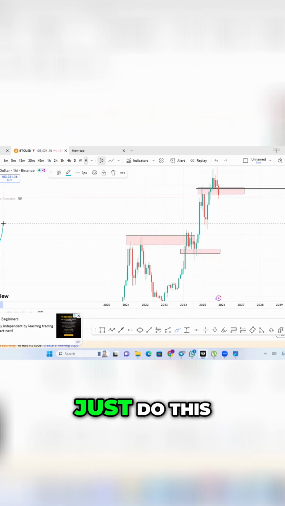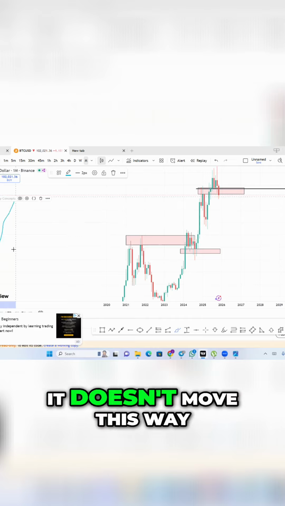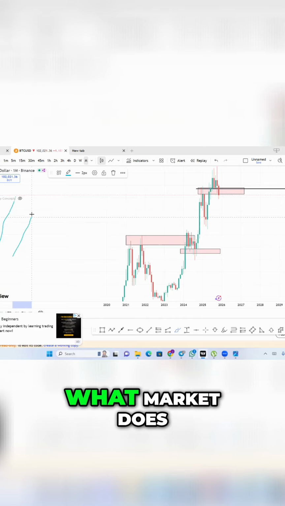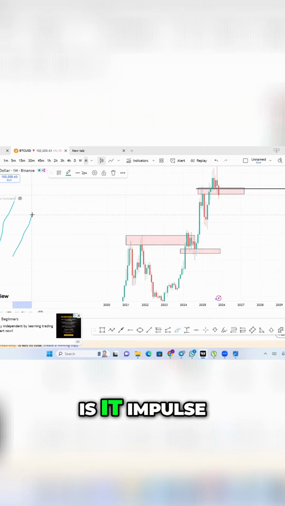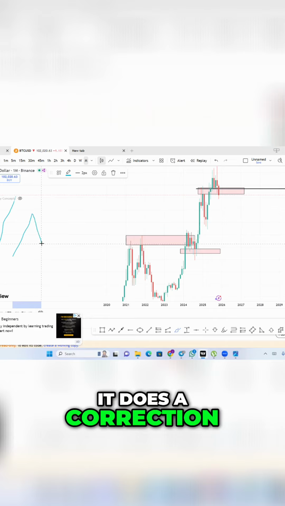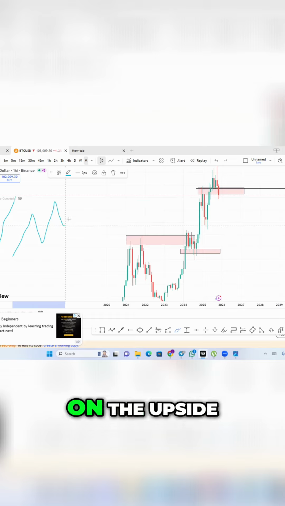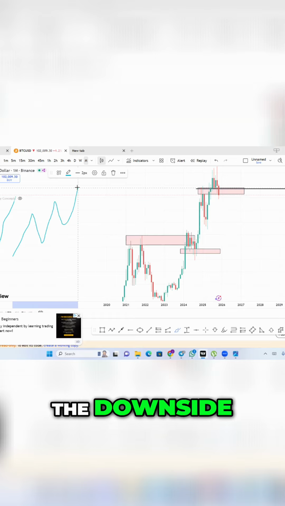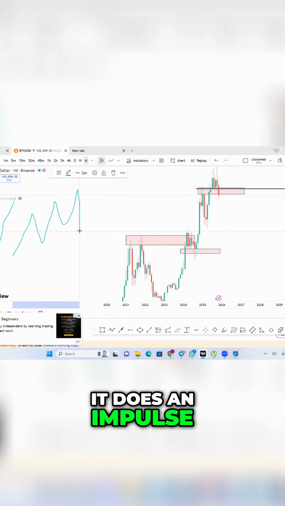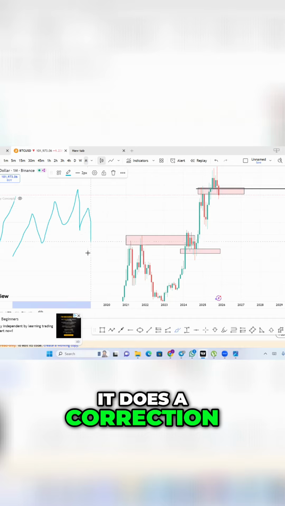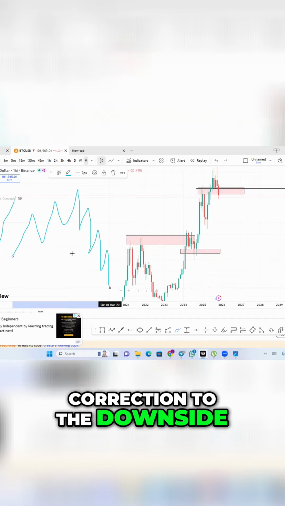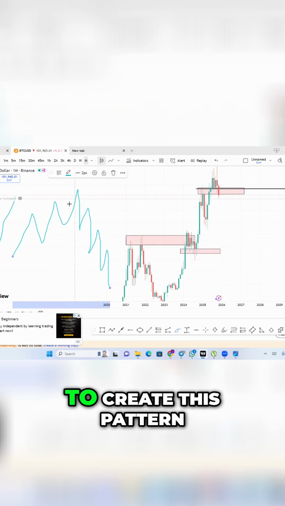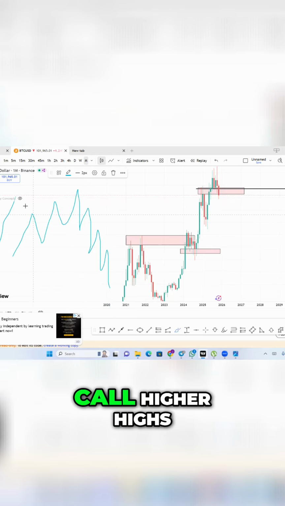So market does not just move straight like this. No. What market does is it impulses, it does a correction, it does an impulse, it does a correction. That's if it's trending on the upside. Likewise, if it's going to the downside, it does an impulse, a correction, impulse, a correction, impulse, correction to the downside. So once market starts to create this pattern, it creates what we call higher highs.